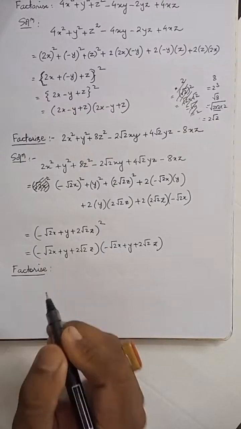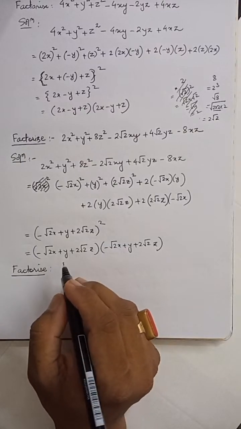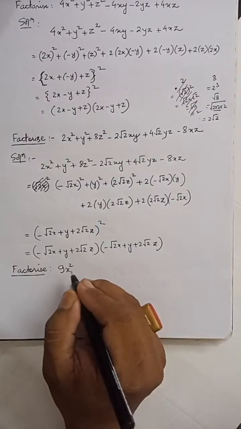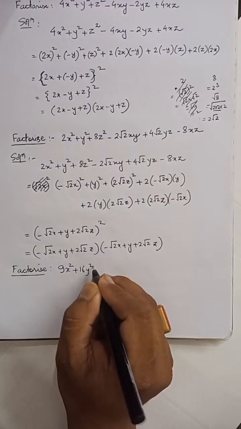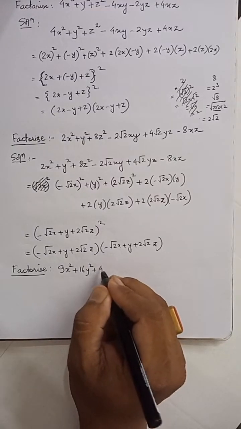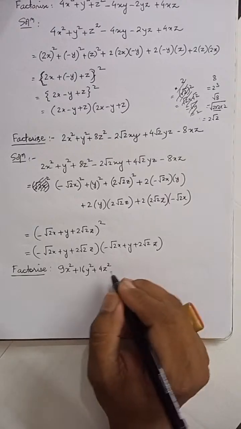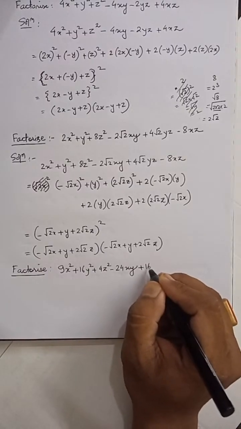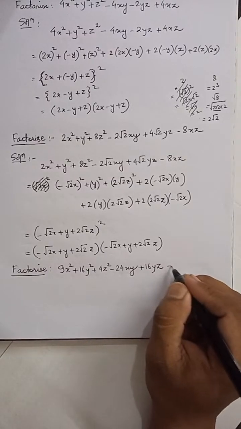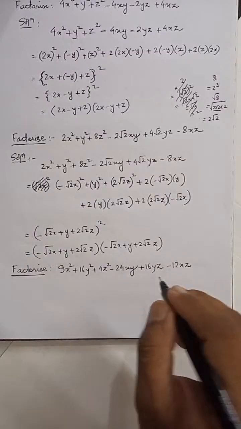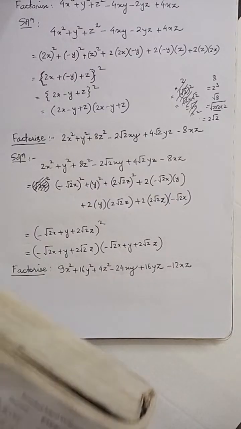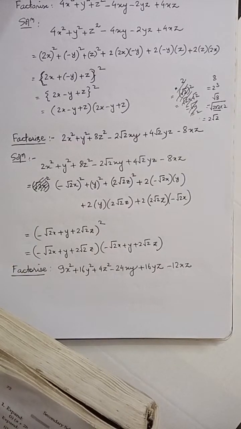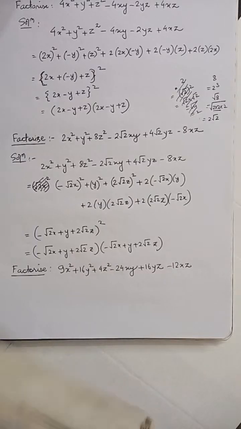Factorize 9x square plus 16y square plus 4z square minus 24xy plus 16yz minus 12xz. Let me check if I have written the question correctly. 9x square, 16y square, 4z square. Okay, fine.